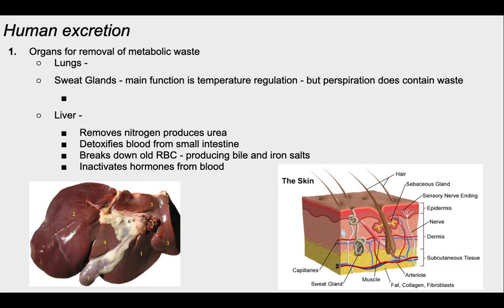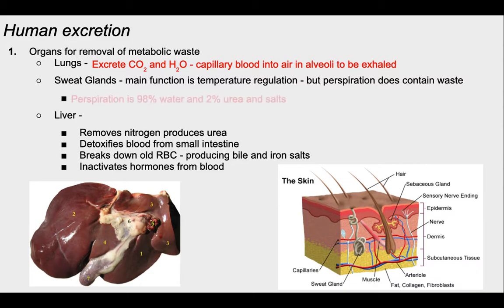In humans, we have several organs that are important for excretion. The lungs, obviously, for the excretion of carbon dioxide, as well as water. If we think back to when we talked about gas exchange, the alveoli, the air sacs within the lungs, surrounded by capillaries, and waste products from the blood, such as carbon dioxide, diffuse into that air, which can then be exhaled through the lungs.